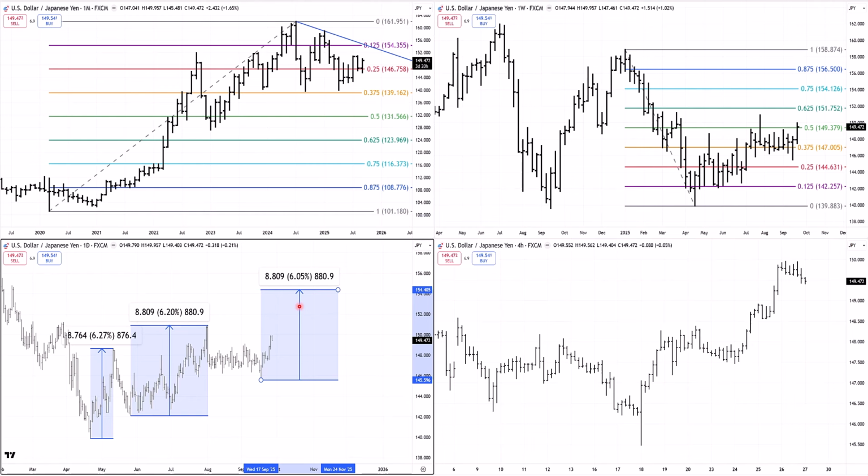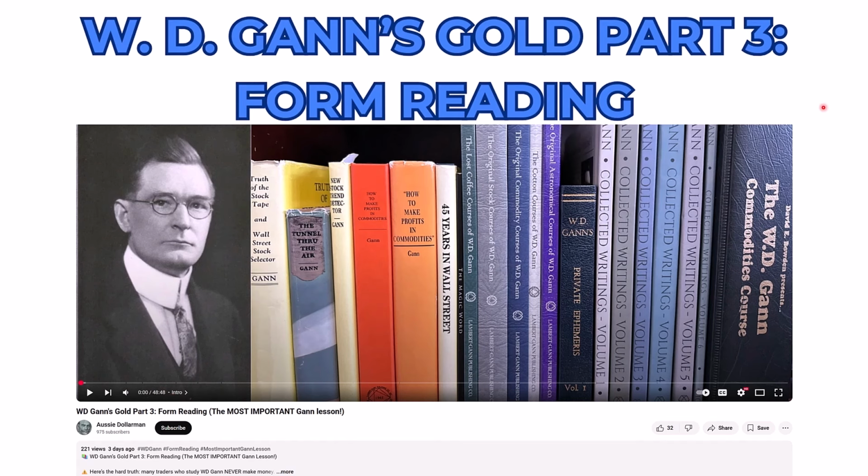But all of a sudden, it starts to look a little bit cleaner and it starts to give us an area to target. Now, if you want to explore form reading in a bit more detail, as I said, I've done a 48-minute video there on that in the Gann's Gold series.